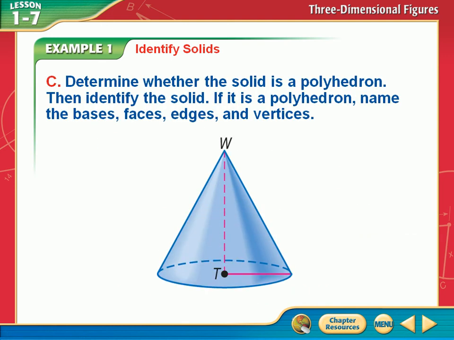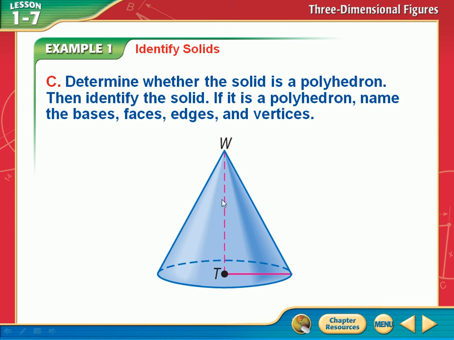Look at this thing. What is this thing called? It's a cone. Is this a polyhedron? No. Why is it not a polyhedron? It's not because it goes to a point, it's because of the circle, okay? A polyhedron doesn't have any curved surfaces at all. So it's not a polyhedron, right?